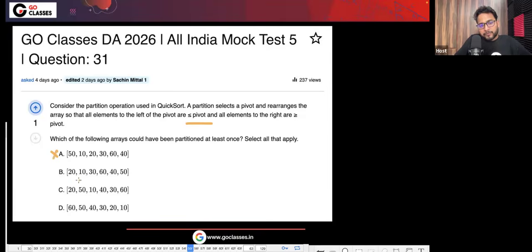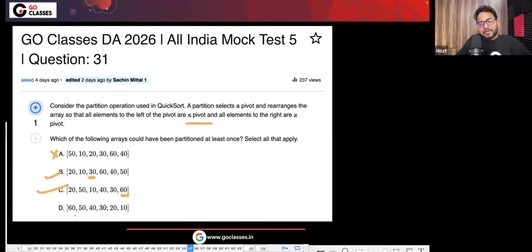What about this? Yes, I think 30 could be the pivot, and less than or equal to 30 and greater than or equal to 30 are satisfying the condition. So 30 is the pivot, and B could be the correct answer. What about this? C is interesting. Here, 30 cannot be the pivot because smaller elements are not there. 20 cannot be the pivot because 10 is here. But 60 can be the pivot because less than or equal to 60 are already here. So 60 is the pivot, and C is the correct answer.